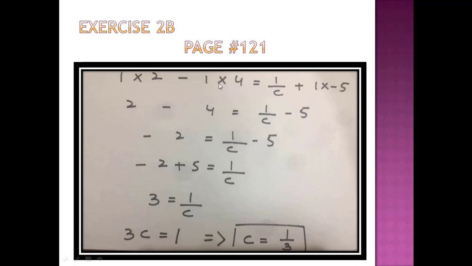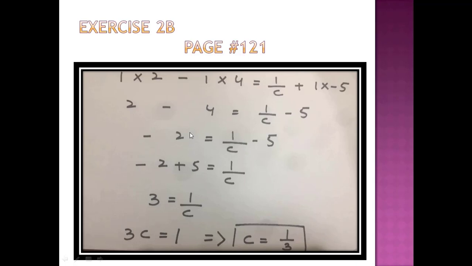4 multiplied by 1 is 4, is equal to 1 over c as it is, and over here minus. If we multiply 1 by minus 5, then we get minus, and minus plus is minus, so that's why we write a minus over here. 2 minus 4 is minus 2, because हमारे पास यहाँ minus sign है with the greater number, so that's why we write a minus sign over here, is equal to 1 over c as it is, minus 5 as it is.